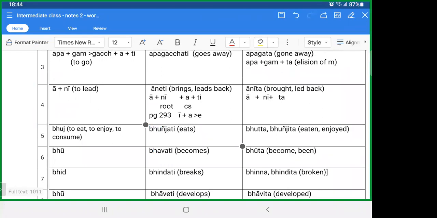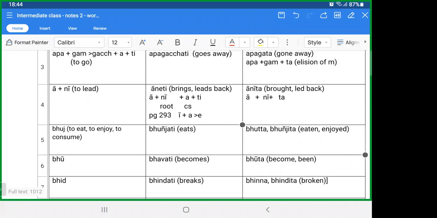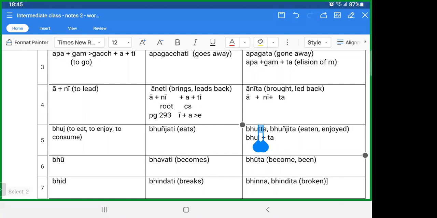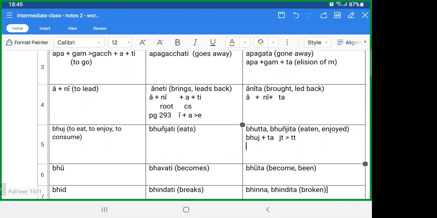But basically, I think if you look at the past participle, actually it's even easier. So we start with the easy one first. How did you get double T, all right? So basically, you know the root is boot already. So boot plus ta, all right? Then from here, you can understand that J and T become TT, all right? So J and T become TT. That's one of the possibilities.